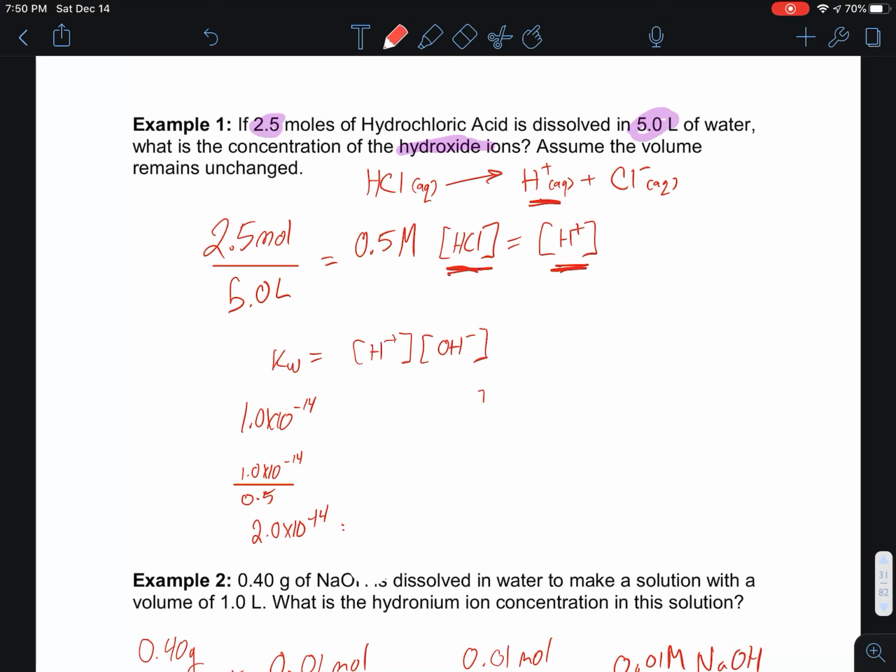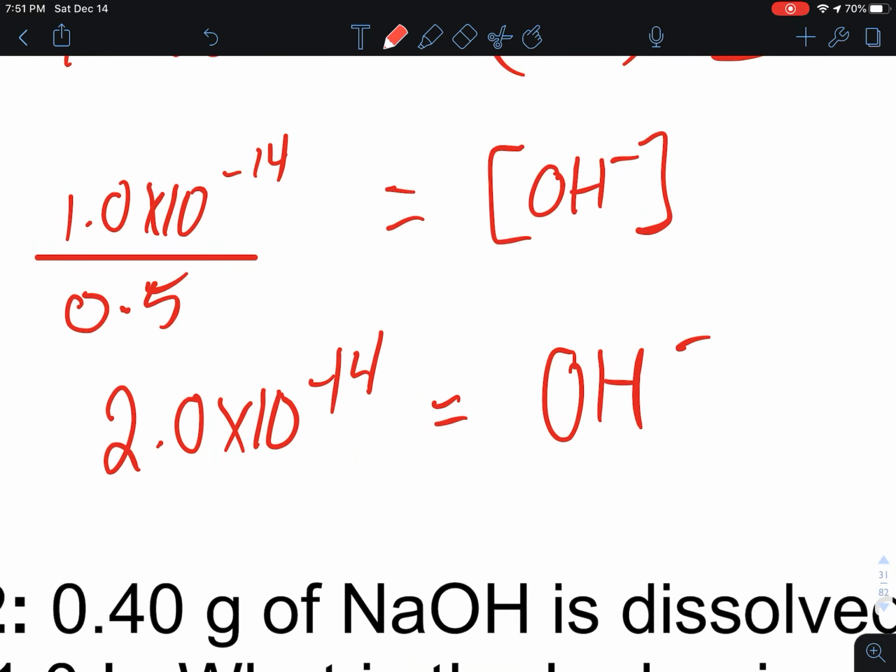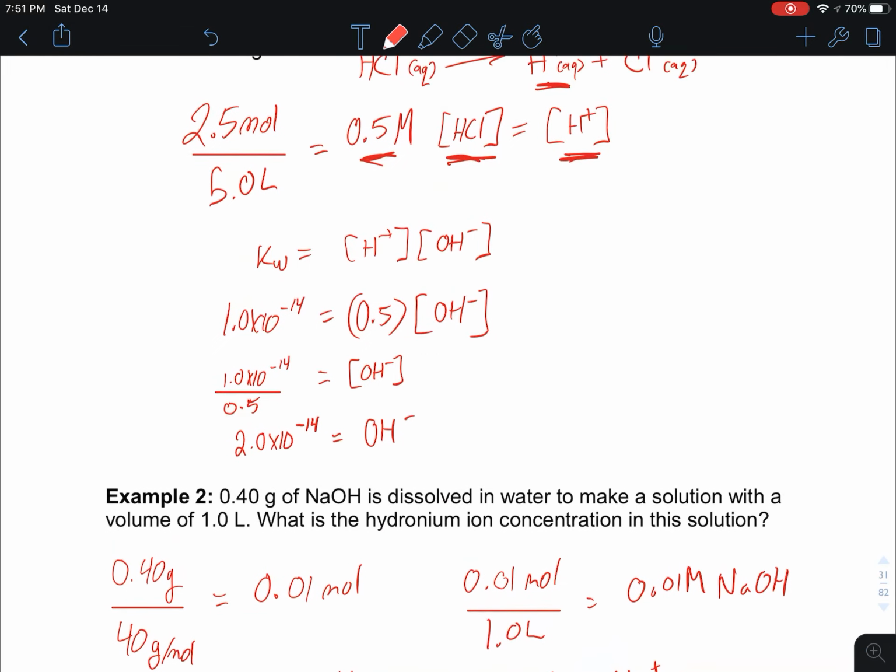So then I'm going to take my Kw. I'm going to put this amount, this molarity here, into my hydrogen, and I'm going to use the Kw to figure out what the hydroxide concentration is through simple algebra here. So I replace the proton concentration with 0.5, my molarity, and then I adjust until I find that I get this value here, 2 times 10 to the negative 14.